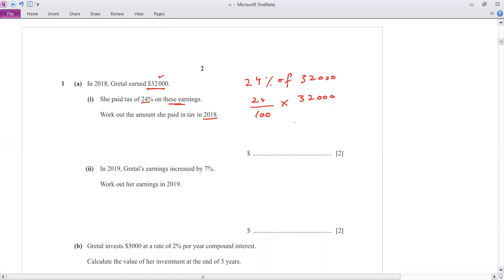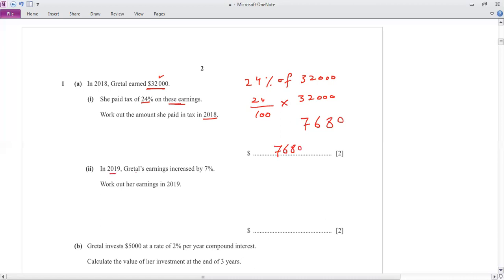So if I calculate, sorry, 1 second, 24, yeah, it is coming 7,680. So it's already a rounded value, you can write here.